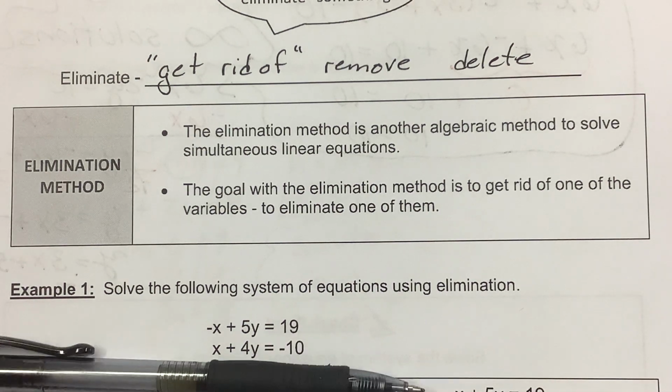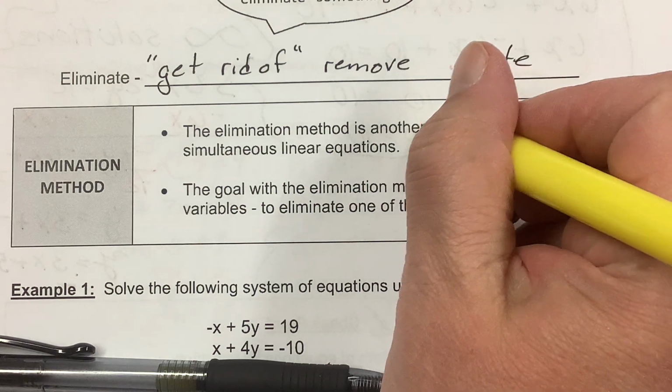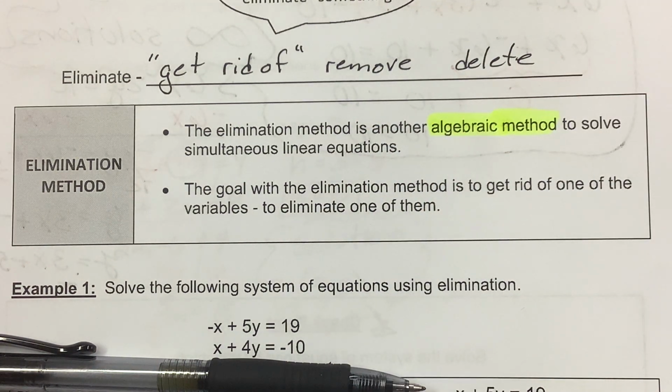Okay, so elimination method. Remember how we talked about algebraic methods of solving systems of equations? This is the other algebraic method. The first one was substitution, and now this one is elimination. Those are the only two we're going to work with, so let's just get good at it, shall we? The goal with elimination is to get rid of one of the variables, i.e., to eliminate one of them.